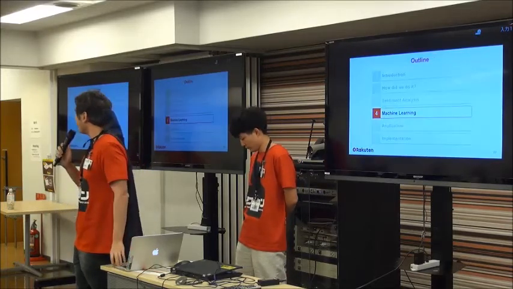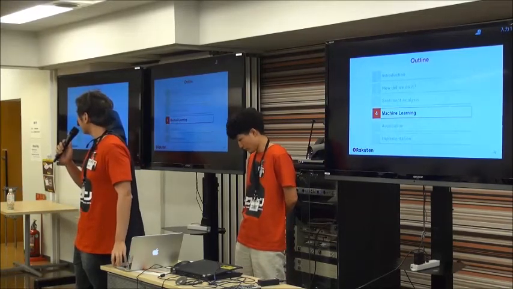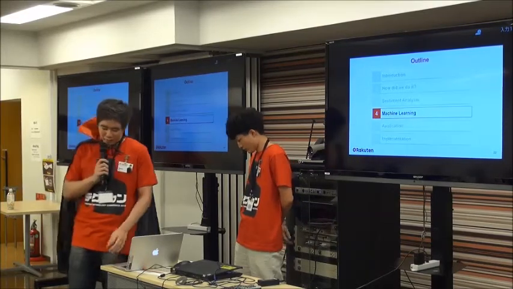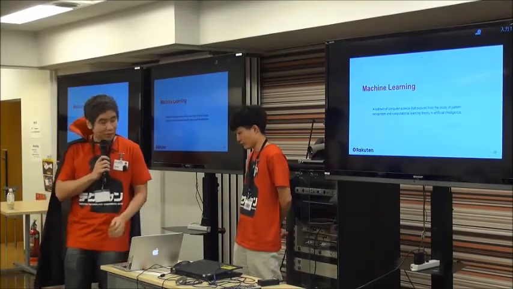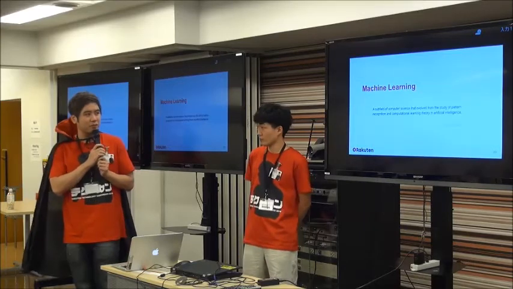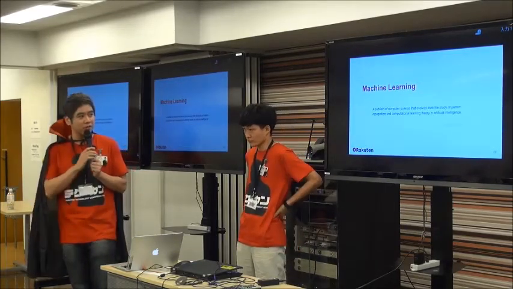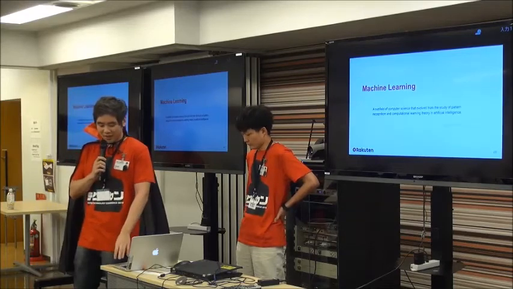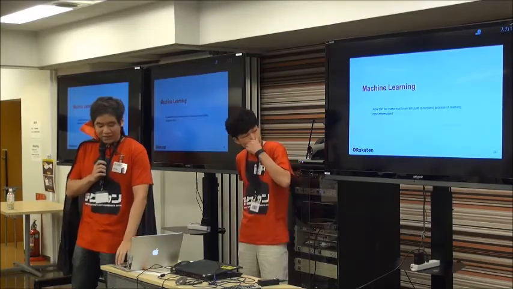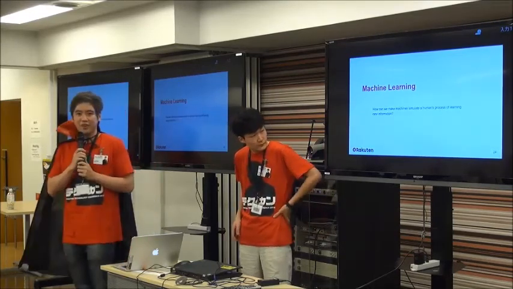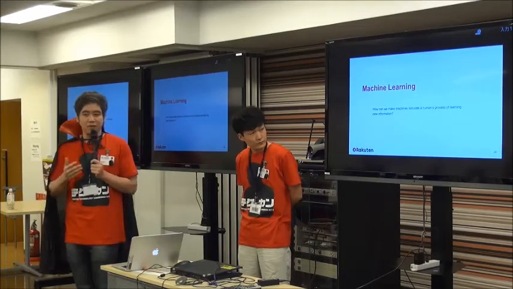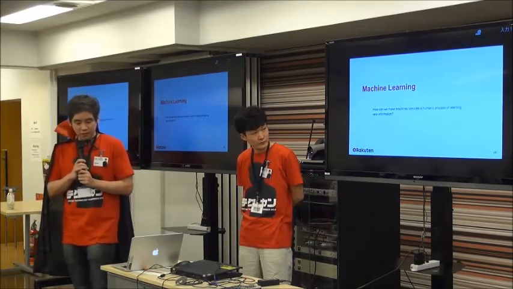So next, I'm just going to do a quick introduction to what machine learning is. Maybe most of you know what this is, but Google says it's a subfield of computer science that evolved from the study of pattern recognition and computational learning theory in artificial intelligence. What it is trying to say is, how can we make machines imitate humans' process of learning?